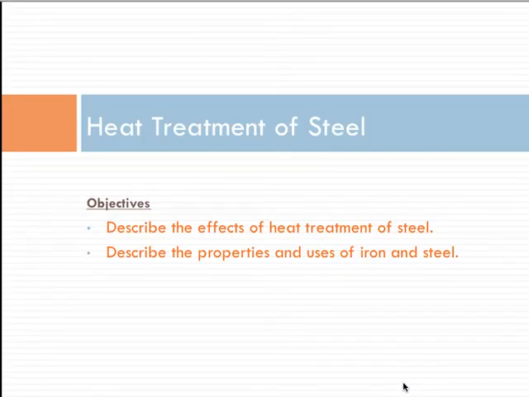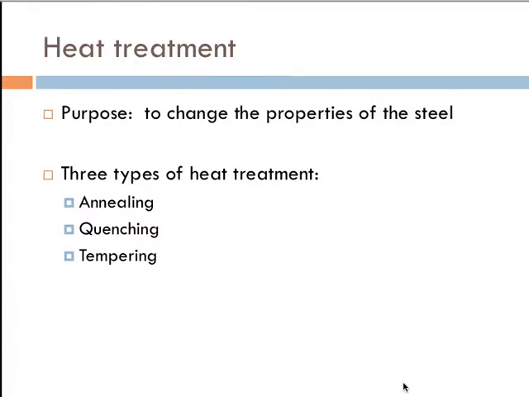Heat treatment of steel. Heat treating of metals is really important in industry, to treat the steel correctly for the application that you're going to use it in. The purpose of heat treating is to change the properties of the steel. And there are three basic types of heat treating: annealing, quenching, and tempering. And sometimes they use all of these depending on what it is they're doing with the steel.